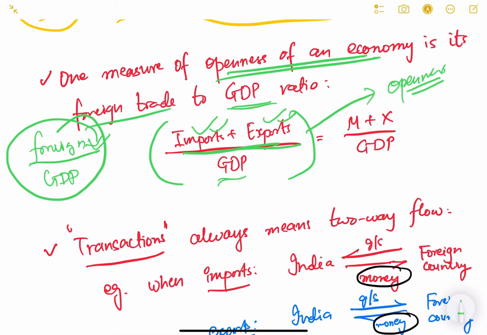So a very simple example: say your imports plus exports. The imports of a country are 50 billion and the exports of the country are say 30 billion.